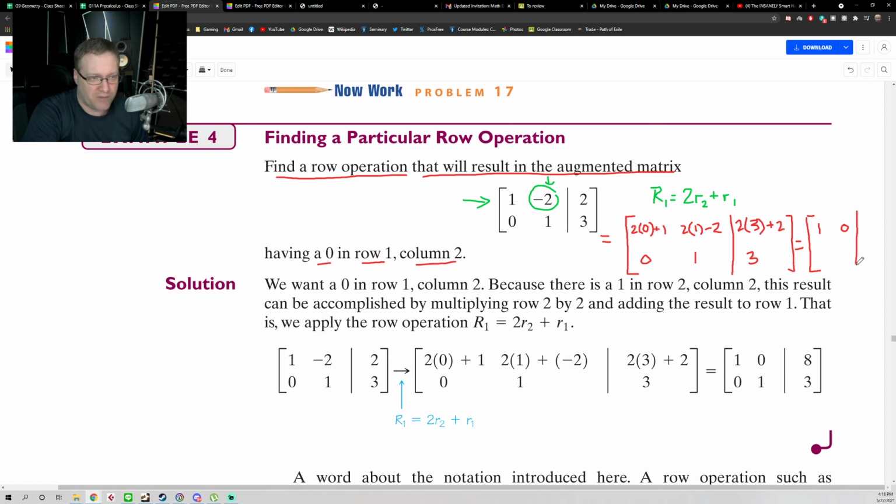All right, and then we're going to draw a line here. And what's over on this side? Well, 2 times 3 is 6 plus 2, so this is 8. All right, and then the second row didn't change at all, so it's just 0, 1, 3. So now we have this matrix, which matches what we wanted. We wanted to have a 0 right here.